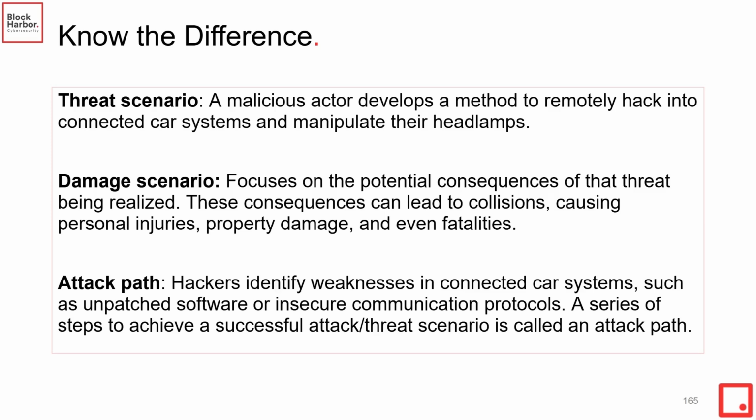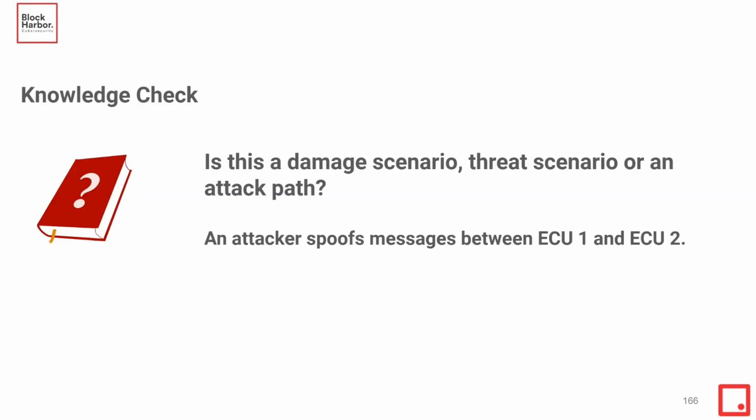We will end this section with a few knowledge check questions. Is this a damage scenario, threat scenario, or an attack path? The sentence is: an attacker spoofs messages between ECU1 and ECU2. As always, take some time for yourself. Feel free to pause the video. Otherwise, let's move on and check the correct answer. The correct answer is threat scenario.